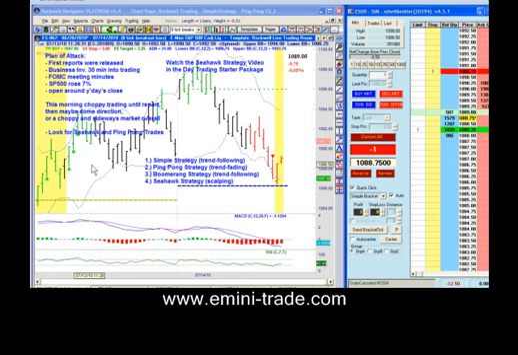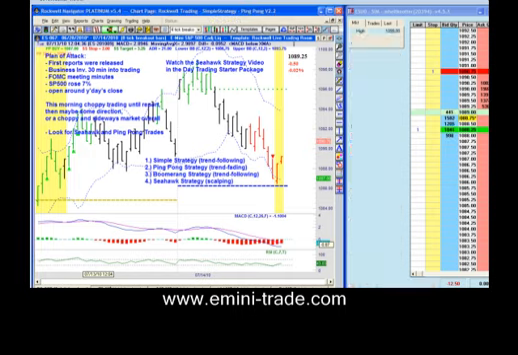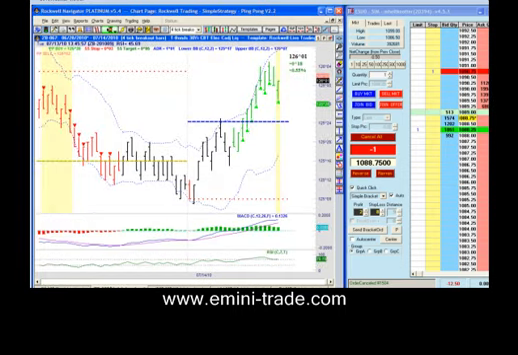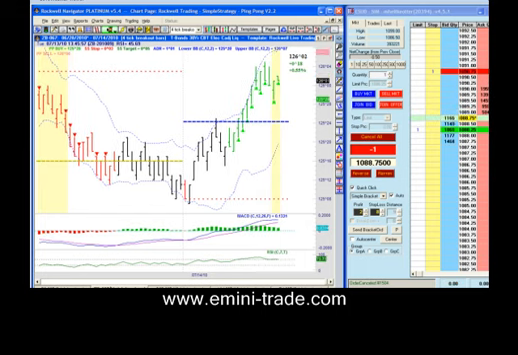While we are watching the emini S&P here, we can also look at the bonds and see if we have a possible Seahawk trade that we could throw in the bonds. This looks pretty good, so we can try to go short here at 126.